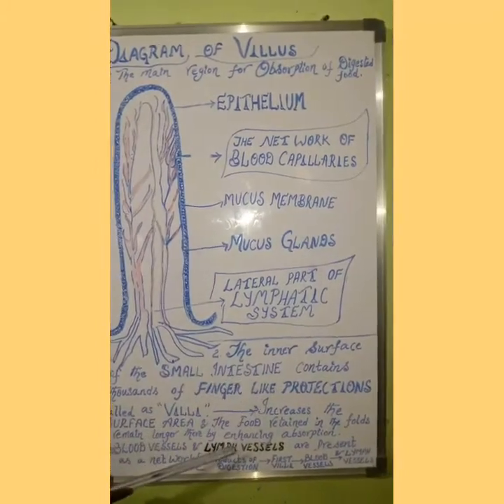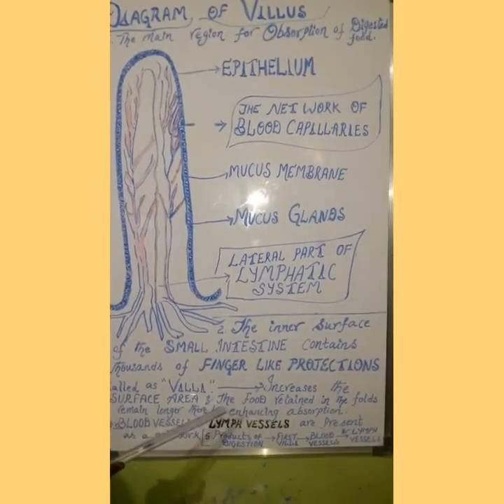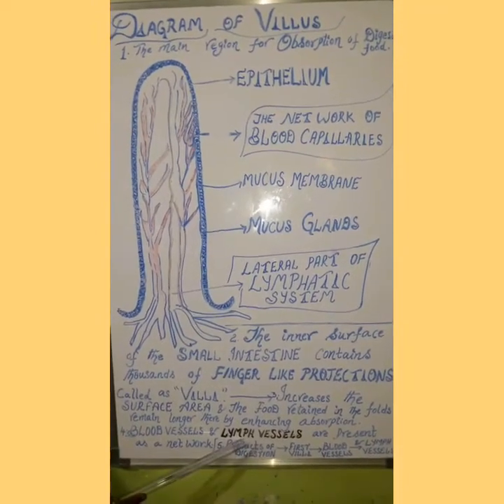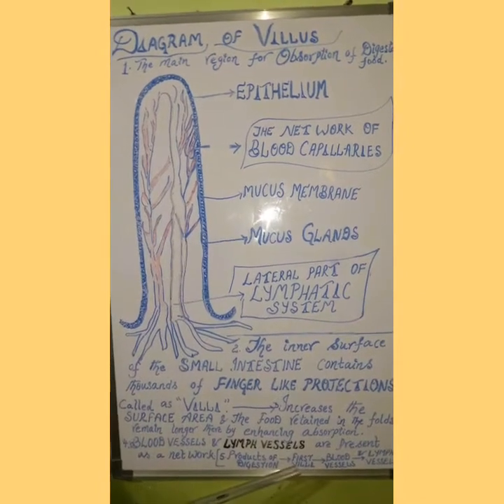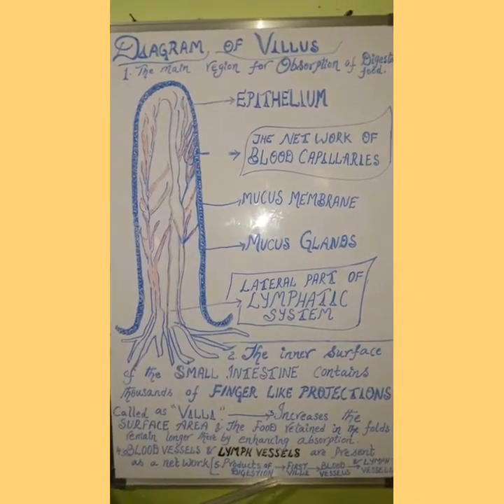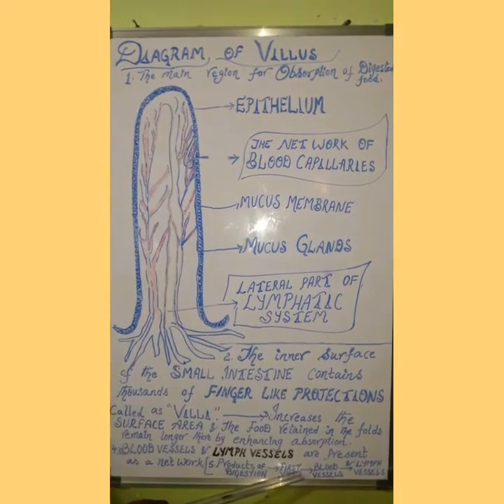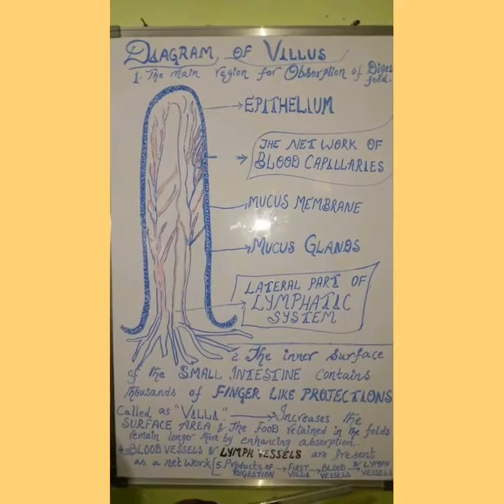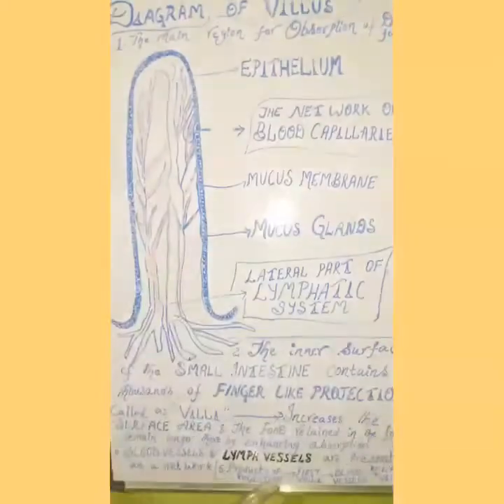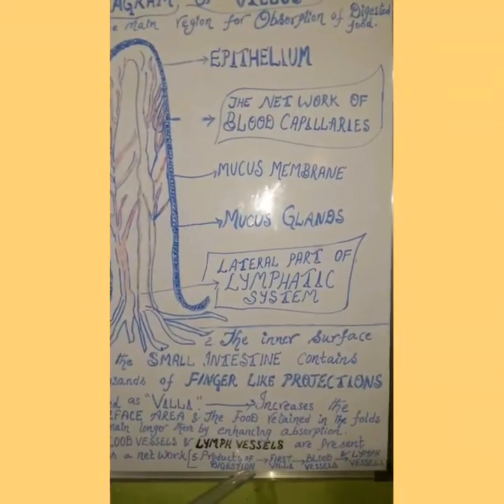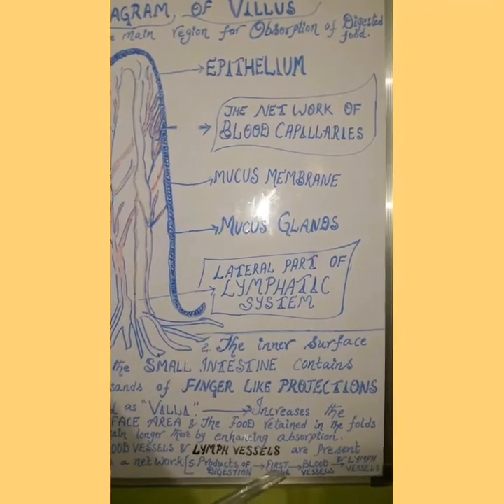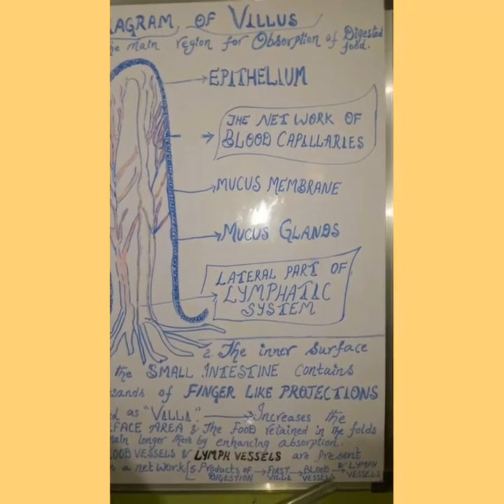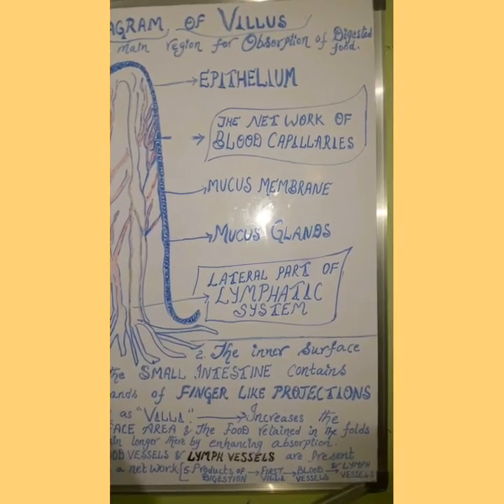The products of the digested food are first absorbed in the villi, and from there they enter the blood vessels and then the lymph vessels.